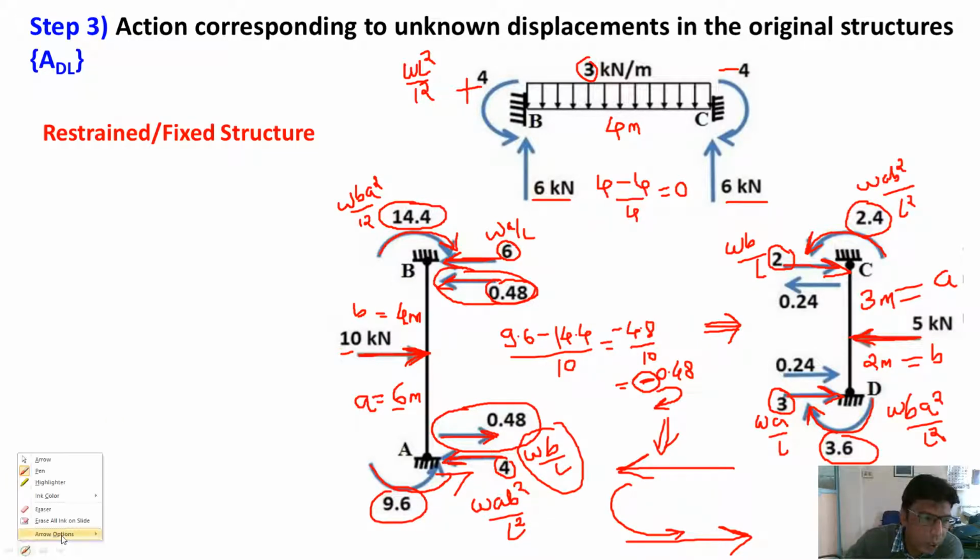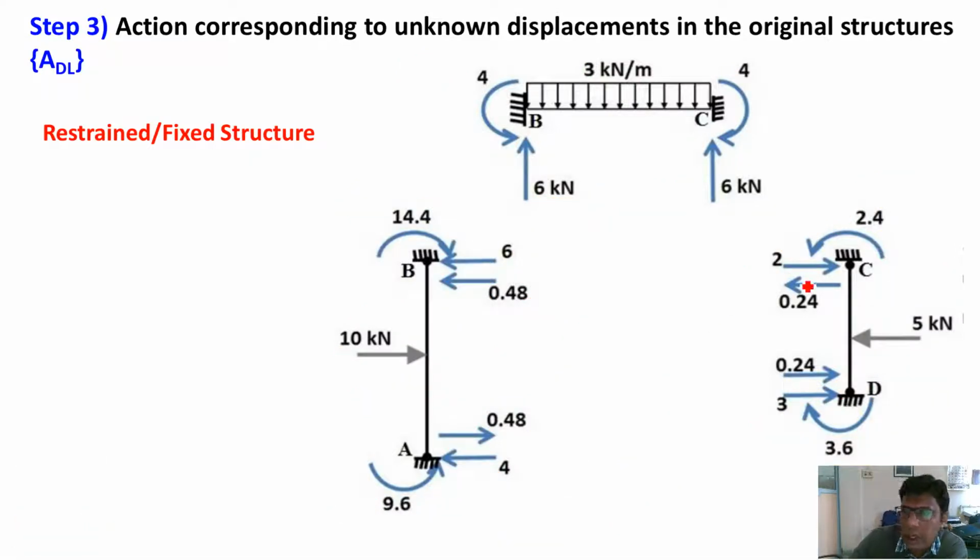Now last, the reaction due to moments. Reaction due to moment is sum of moment divided by span. Sum of moment: the left moment is anti-clockwise, so plus, and the right moment is clockwise, so minus. So what is the sum of moment? It is 2.4 minus 3.6 divided by span, which is equal to 5. So the answer is minus 1.2 divided by 5, which is minus 0.24. Minus represents it is clockwise.